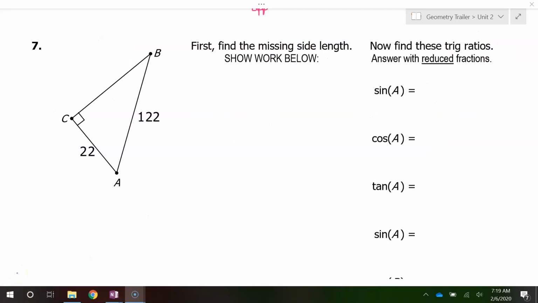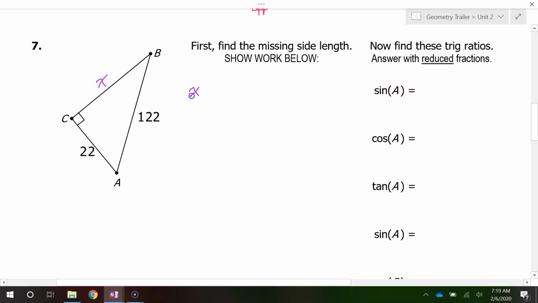For number 7, we have to do this problem in 2 stages. First, we have to find the missing side. So I'm just going to temporarily put an X right here. And so when we have 2 out of 3 sides and I want to find the third one, we use the Pythagorean Theorem. Leg squared plus leg squared equals hypotenuse squared.